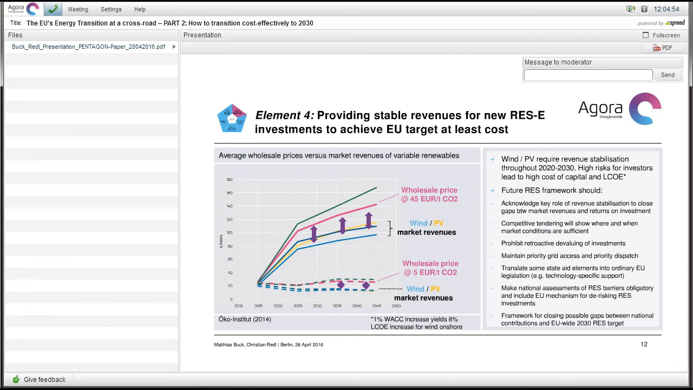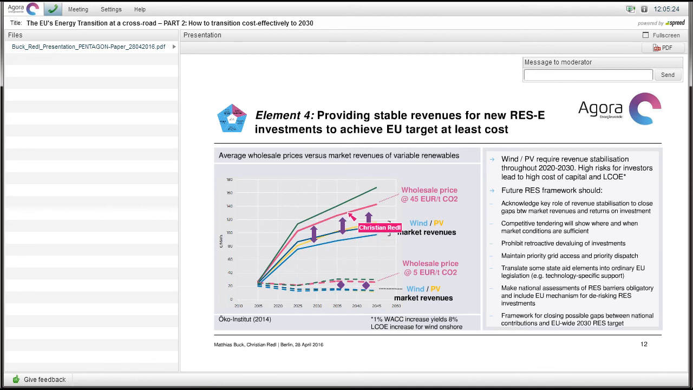So when the resource is available, these technologies produce, and then since they have virtually zero operating costs, they tend to depress market prices. So in hours when there's lots of wind and PV in the system, the electricity wholesale price will be low, and this means that on average, the market revenue, so the market value of wind and PV, will be lower than the average wholesale price.